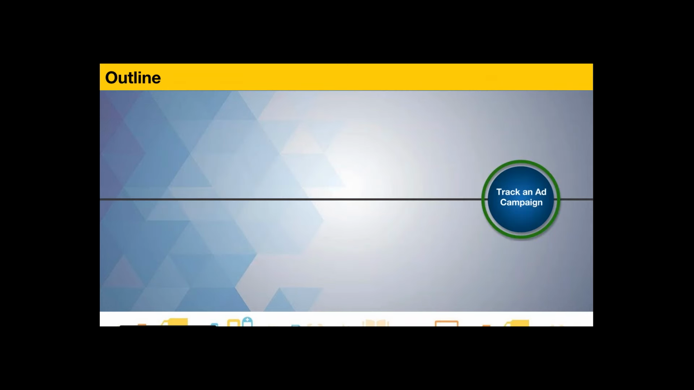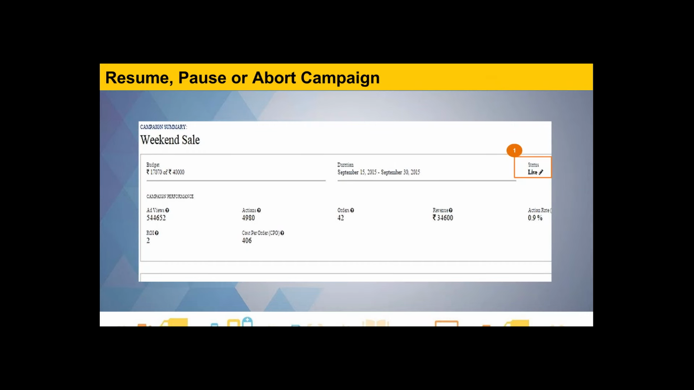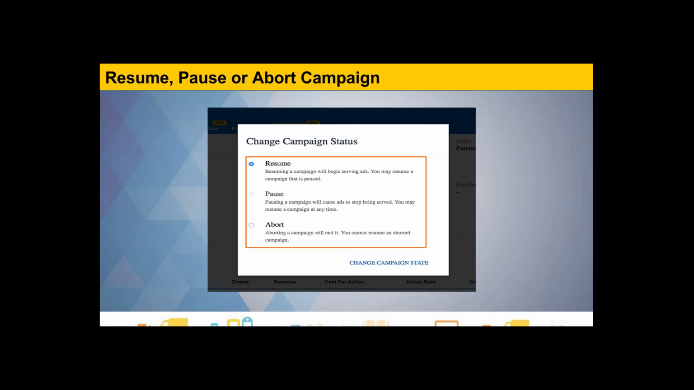Now let's see how we can track an ad campaign. In the campaign summary page, you can see the status. If you click on the status, you can change the status of the campaign. This pop-up will appear and you can change the status by choosing one of them. Click on Change Campaign State.